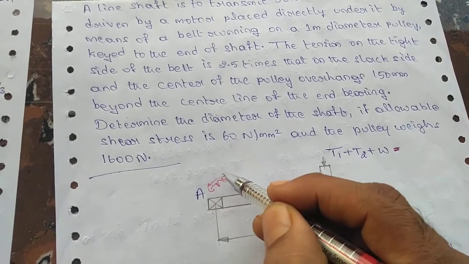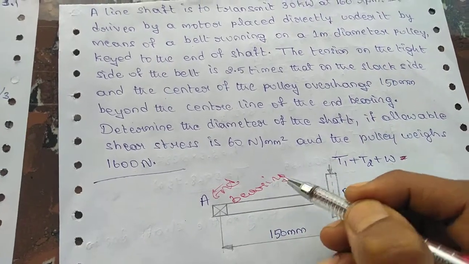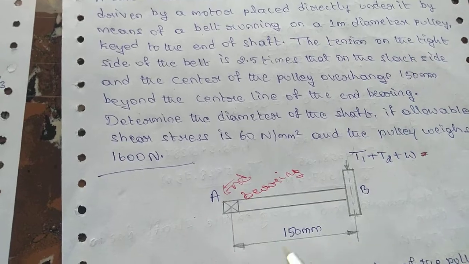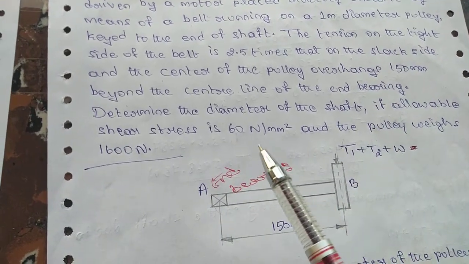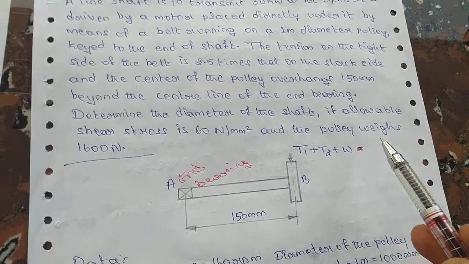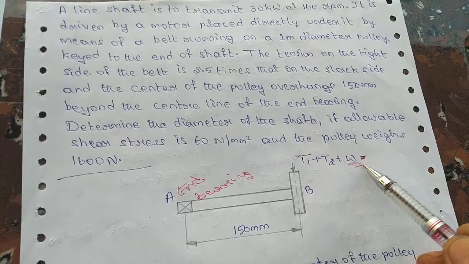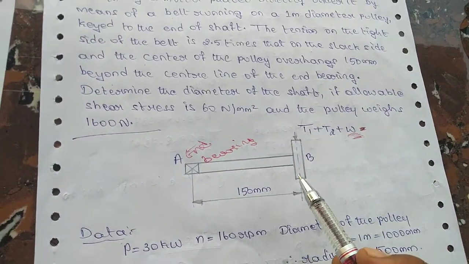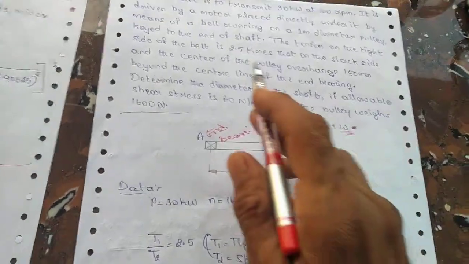And this is the pulley. So you have to determine the diameter of the shaft, and allowable stress is given, and the pulley weight W is given as 1600 newtons. So this is the proposed sketch, and if they do not give the sketch, then you have to draw like this according to the definition.